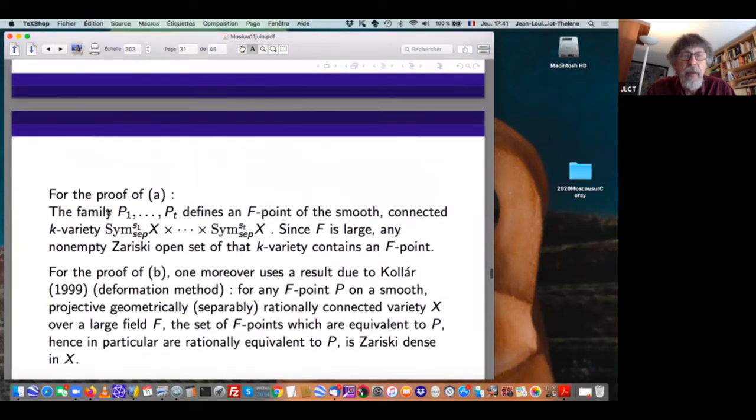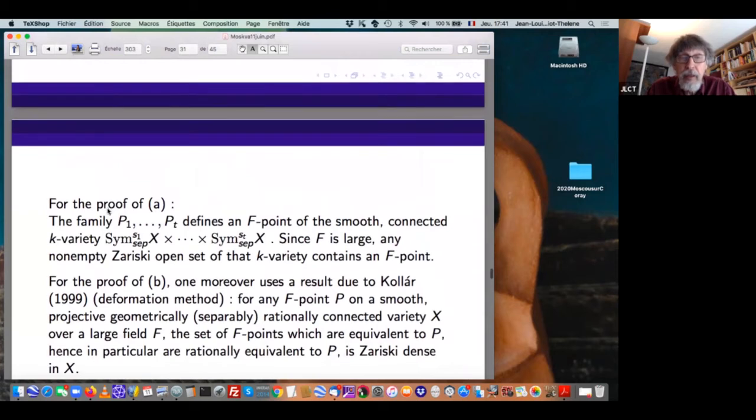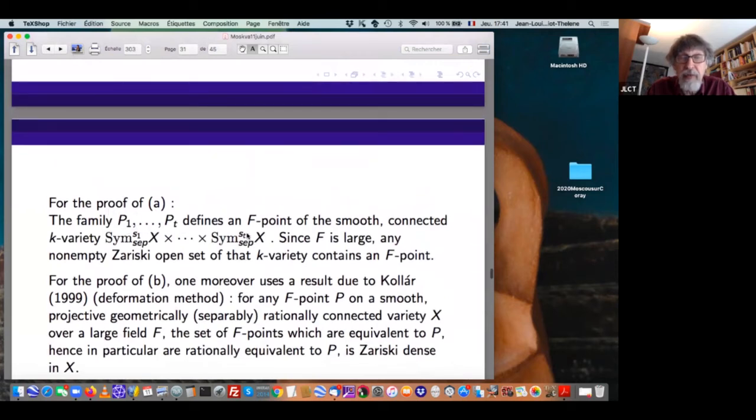Yeah, okay. For the proof of A, the family P1, Pt defines an F point of the smooth connected variety CMS1S of this product. Since F is large, any non-empty Zariski open set of that variety contains an F point. So we're happy. We take the open set which is produced by Bertini, and then you find an F point in that open set.